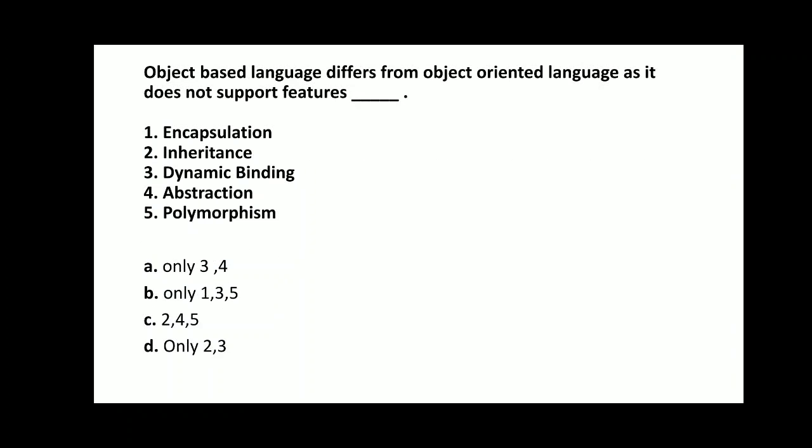The concept is containership. Now, an object based language differs from an object oriented language as it does not support which features? Encapsulation, inheritance, data binding, abstraction, and polymorphism. So it does not support inheritance as well as data binding. Okay? So an object based language does not support the concept of inheritance as well as data binding, but it supports encapsulation, abstraction, and polymorphism. So only 2 and 3.